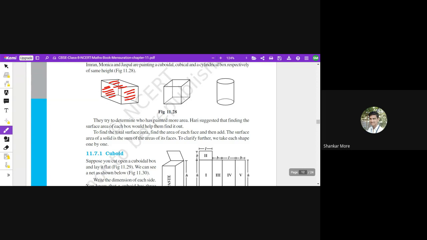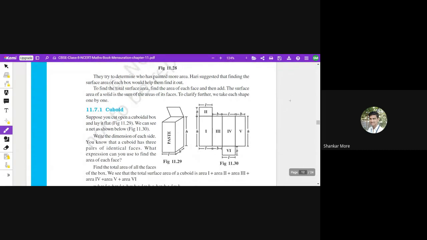Okay, so the formula is 2 into LB plus BH plus HL. So that is the formula, you can remember it. But how this formula came about, understanding that is just as important, isn't it? So let's try to find out how this formula is formulated or created.